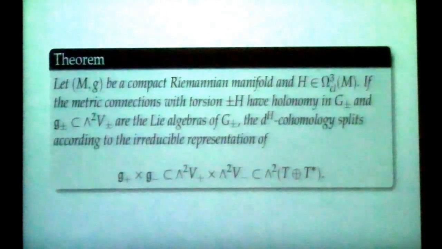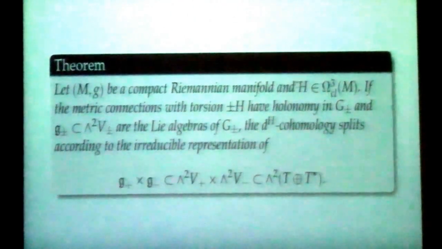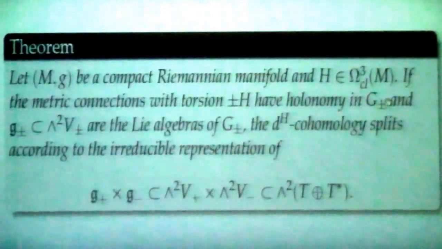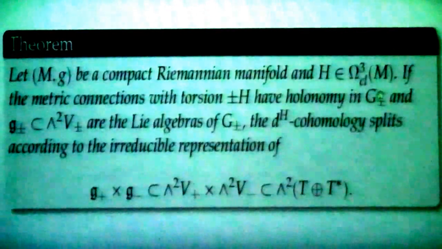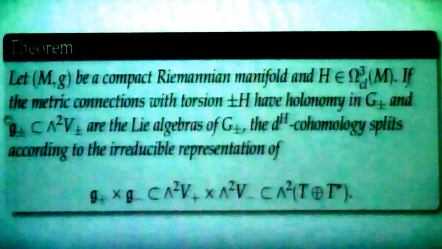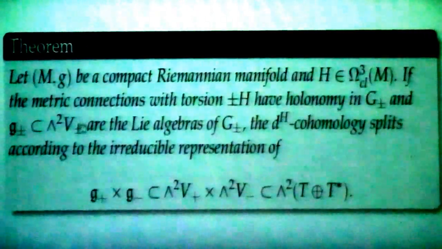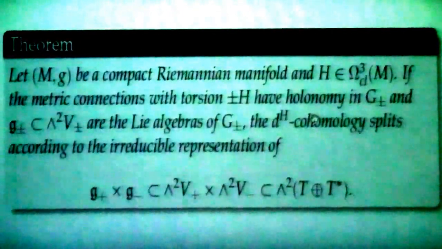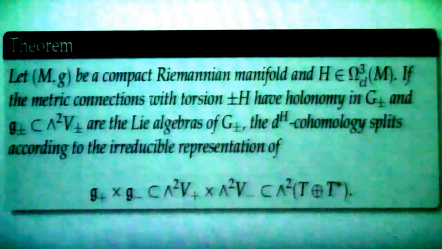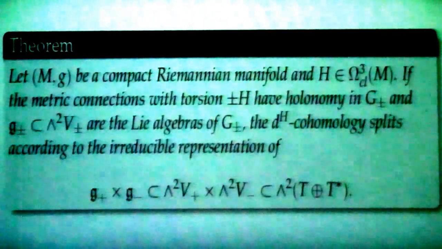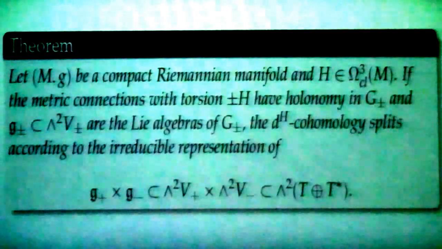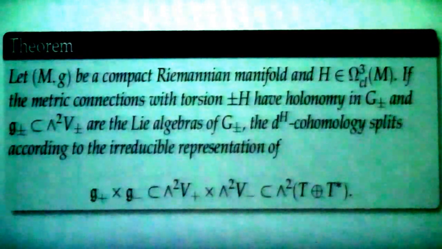So the actual theorem is this. If you have a compact Riemannian manifold, a closed 3-form, and metric connections with torsion plus and minus H which have reduced holonomy in G plus minus, so it can actually be two different groups, in the SKT case it was UN cross SO2N, then you get the corresponding Lie algebras. They sit inside wedge 2 of V plus minus. And you actually get to decompose the cohomology of your manifold according to the irreducible representations of those Lie algebras by their Lie algebra action on forms. Okay? So this is the general theorem. Of course, what I was doing in the previous slides is actually identifying which these irreducible representations are in the UN and the UN cross UN case.